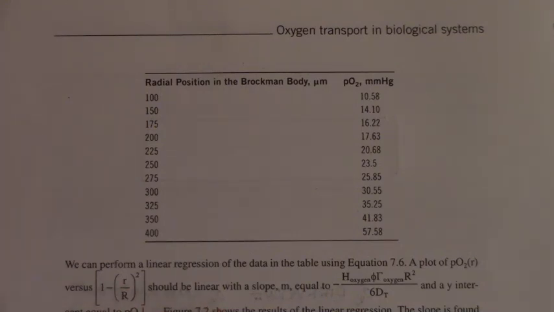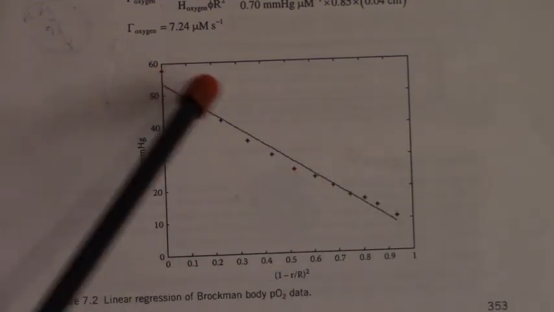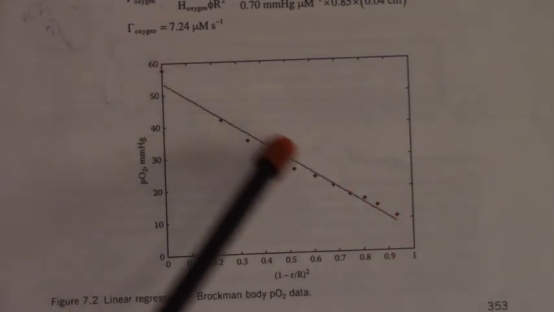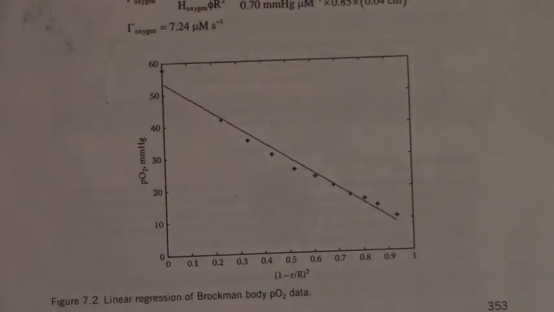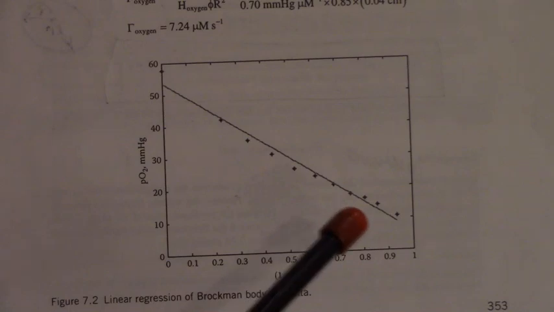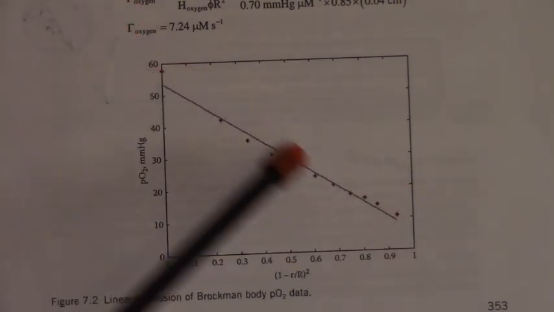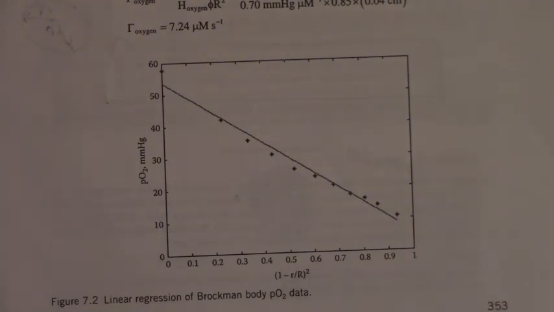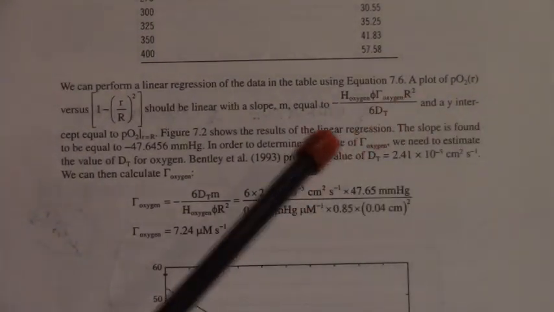Now figure 7.2 shows the results of the linear regression. So we go down here, we can see the results of the linear regression right here, and the data is remarkably linear, which is really exciting if you're in transport phenomena. From the slope of that we can determine the value of the oxygen consumption rate of the Brockman bodies, and that's what's talked about next.